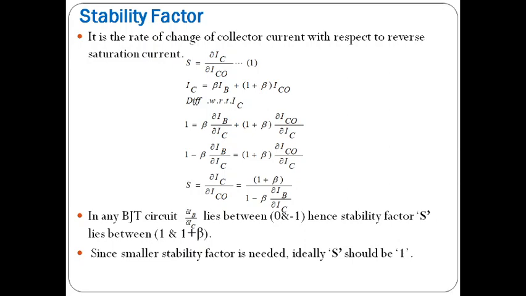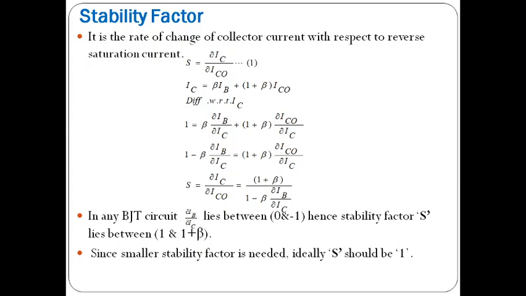Now we are writing S equals dou IC by dou ICO. From this we can write 1 plus beta by 1 minus beta dou IB by dou IC. This is the formula for the stability factor. While we are deriving dou IC by dou ICO, we need to consider VBE and beta constant.